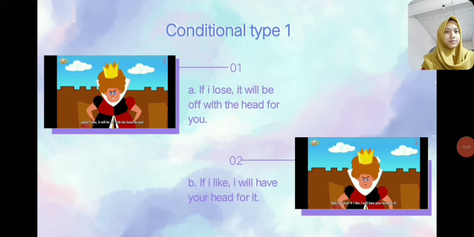Conditional type 1. The formula of conditional type 1 is: if plus simple present, simple future. The example sentence: "If I lose, it will be off with the hat for you." "If I lose" is if plus present tense, and then after the comma, "it will be off" is future tense.